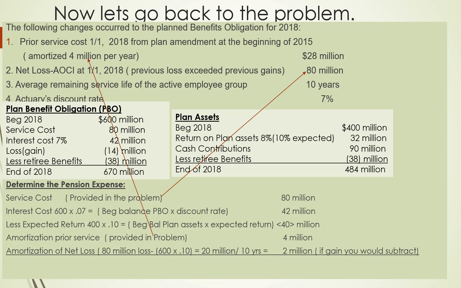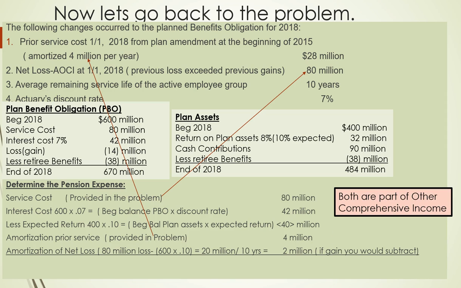And what we have to do is add in the loss. Now, if it was a gain, we would be subtracting it. We're going to add all those up. And remember, amortized prior service costs and amortization of net loss are both part of other comprehensive income. Now we get our pension expense of $88 million.